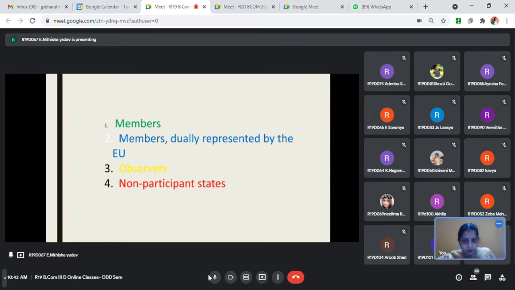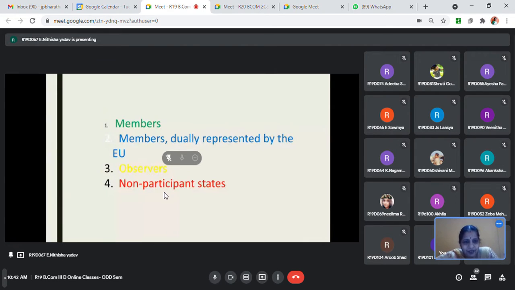So just note down all this. We have maximum green, so that is indicating that there are lots of members. And blue is duly represented by the European Union. Third is observers. Fourth is non-participants. Non-participants are very minimal. Yes, come on, Nitisha, carry on.